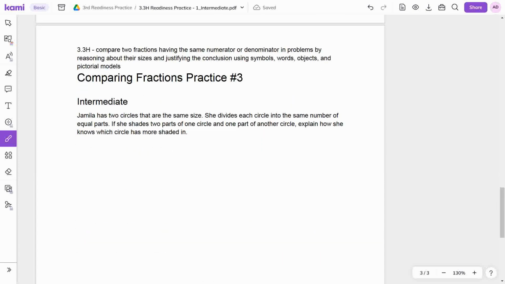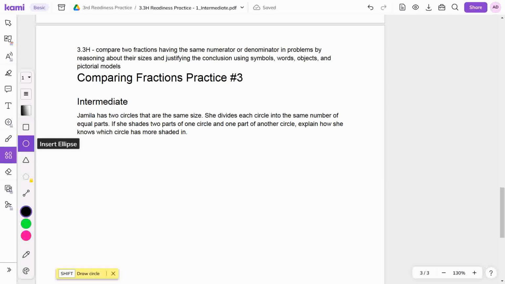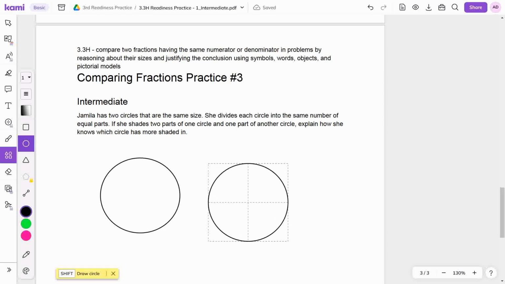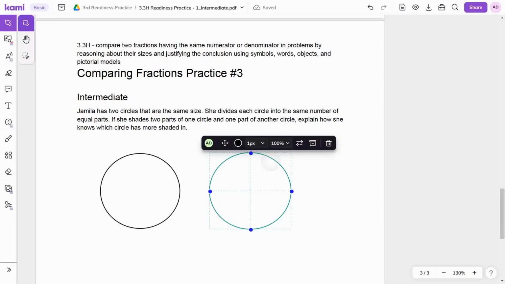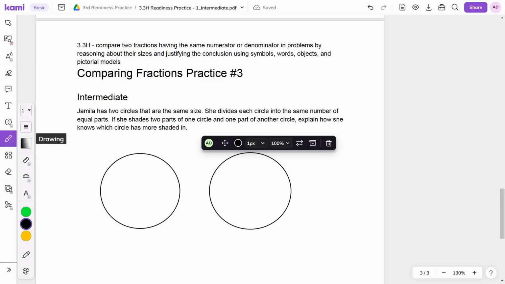All right, so let's look at our third one. Jamila has two circles that are the same size. All right, so let's give her two circles. Let's say they are the same size. All right, so Jamila has these two circles that are the same size. There we go. She divides each circle into the same number of equal parts. If she shades two parts of one circle, one part of another circle, explain how she knows which circle is more shaded in.